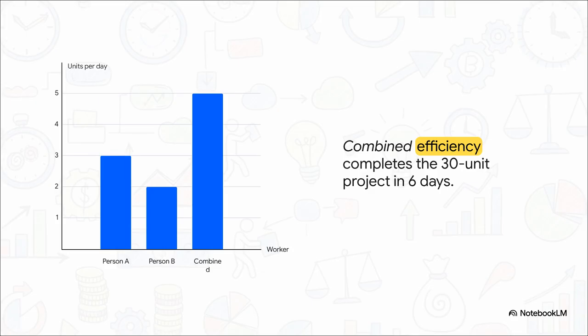Combined, they are chewing through 5 units a day. So if you have 30 total units and the team finishes 5 units every single day, boom, the 30-unit project is finished in exactly 6 days. It just makes perfect logical sense.